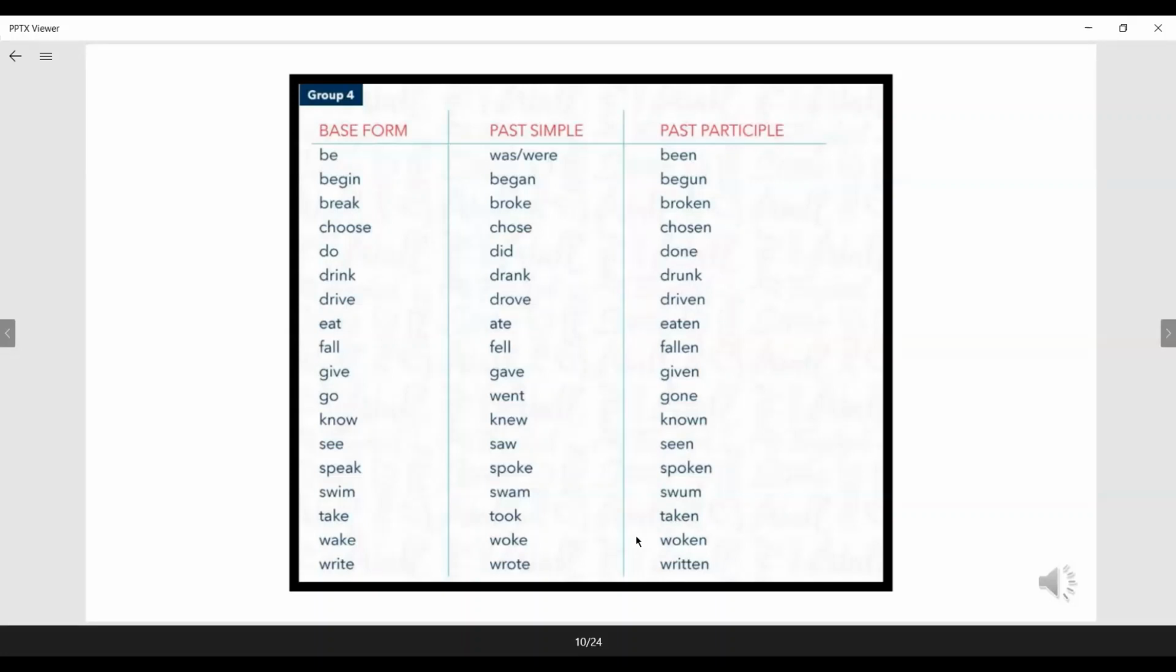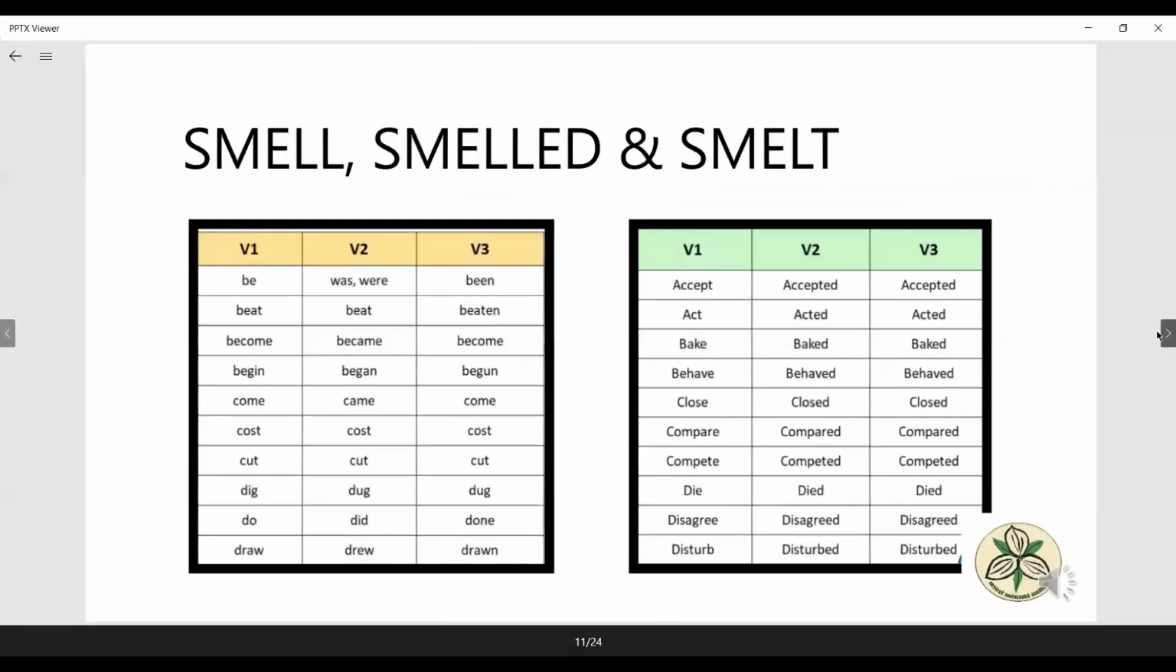I have written a letter. Write will be changed into wrote and then written. I have written, that will be the past participle. And here are three forms of verbs. The chart has been attached in this slide and you can have a look at it.